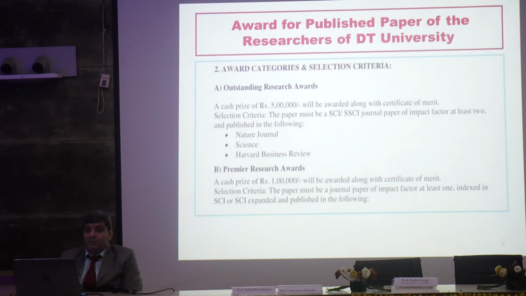Award for published paper for good quality research. There is a provision of 5 lakh for one article, and there is no upper limit. You get as much as you can publish. If you think of yourself as a good teacher, then the window is open. And this is in addition to the salary.